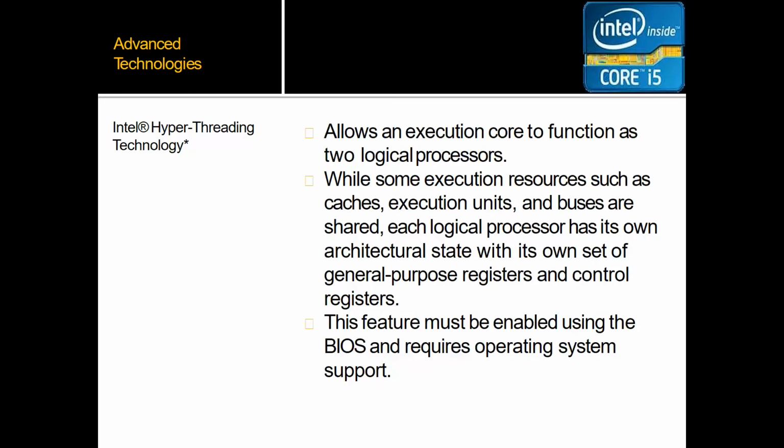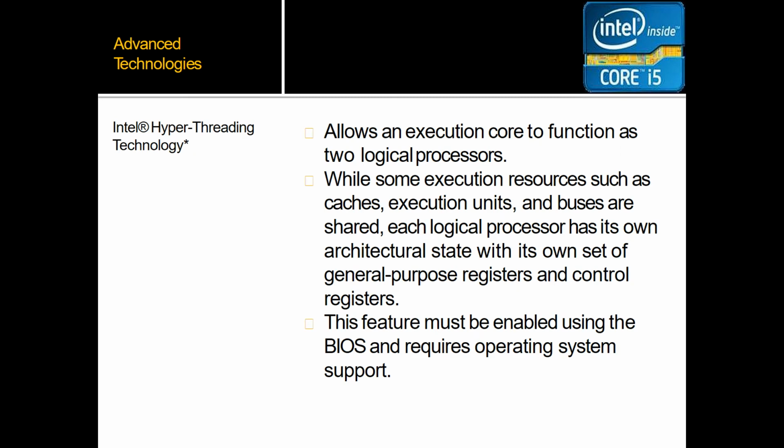The next technology is the Intel Hyper-Threading Technology. This technology allows an execution core to function as two logical processors. While some execution resources such as caches, execution units, and buses are shared, each logical processor has its own architectural state with its own set of general purpose registers and control registers. This feature also must be enabled using the BIOS and requires operating system support. This BIOS can be accessed by booting up the computer and pressing the Del or F1 or F2 key, according to your system manufacturer.